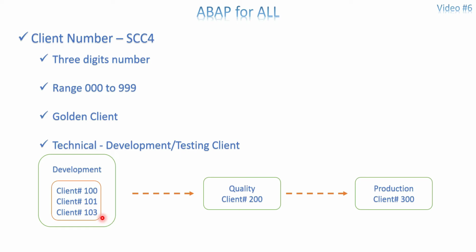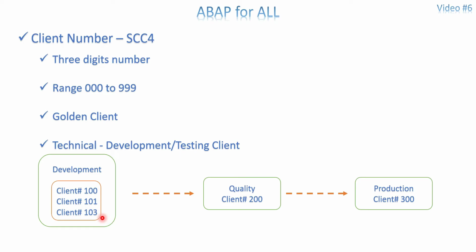Here one important aspect is that whatever object you are creating, whether program, table, data element, or domain, those are client independent. Meaning, if you create a program in 101, once you activate it, it reflects in 103 also. It's not required to create it again in 103, and you don't need to move it either. Most of the objects, not all of them, are client independent.